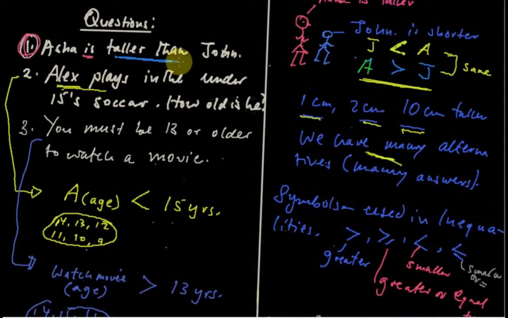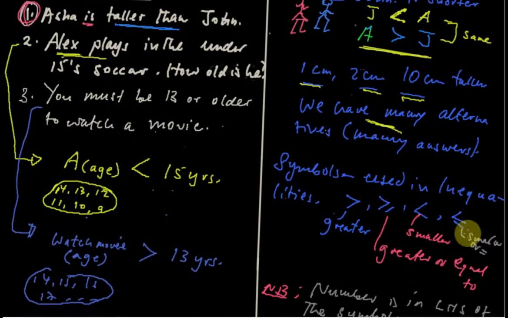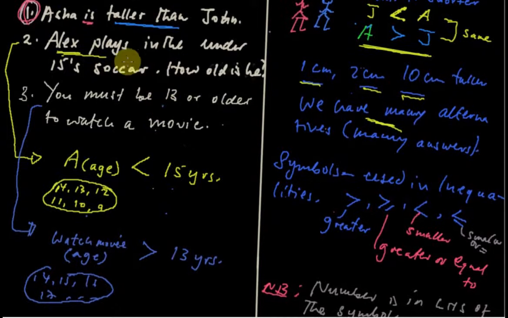Look at this. Asha is taller than John. Now you see Asha might be 1 centimeter, 2 centimeters taller, as long as she is taller than John. So for this, we use these symbols. We use them here very often in inequalities. So you see, Alex plays in the under 15s. Alex's age should be below 15, but it's not fixed to 14 or 13. No. It might be any age which is less than 15.